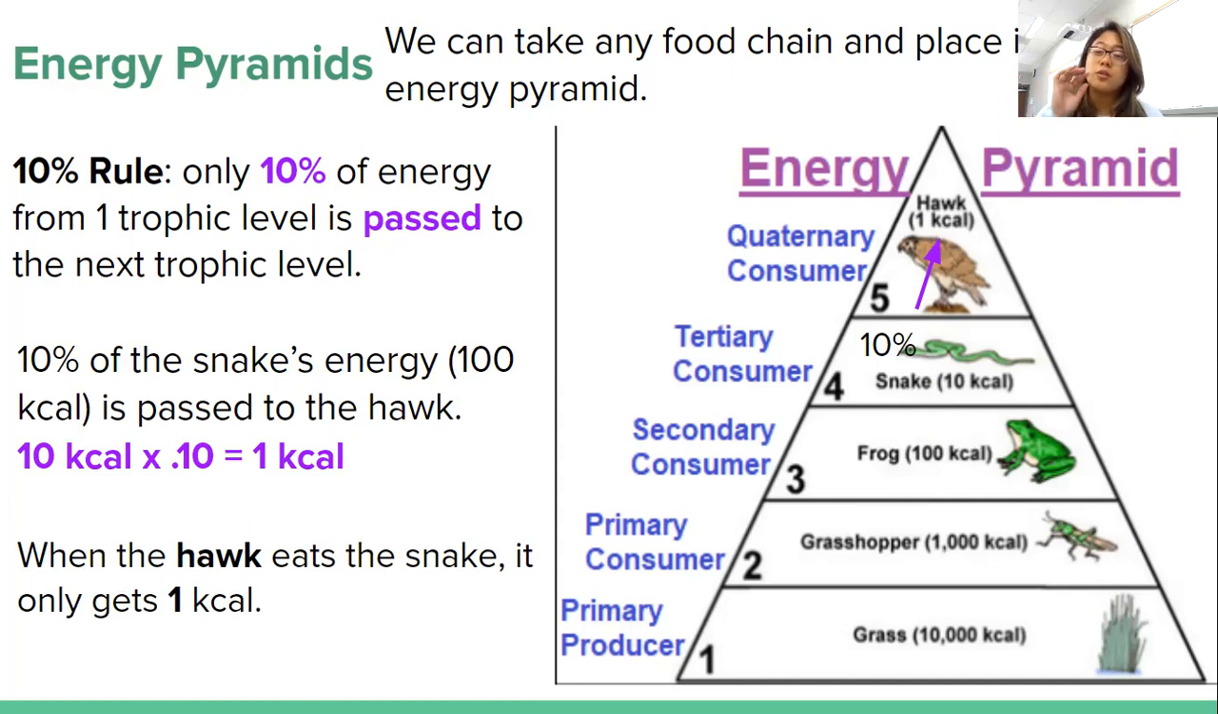So as you see, because only 10% is being passed on, that's not a lot of energy. So every time we move up the trophic level in a food chain, whoever's at the end gets less and less energy. Whoever's at the bottom, which is always a producer, has the most energy.